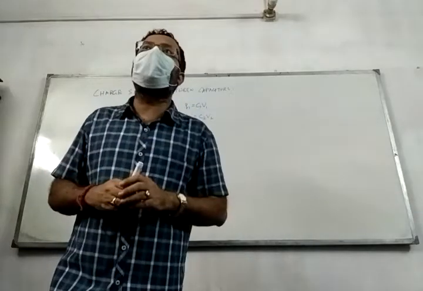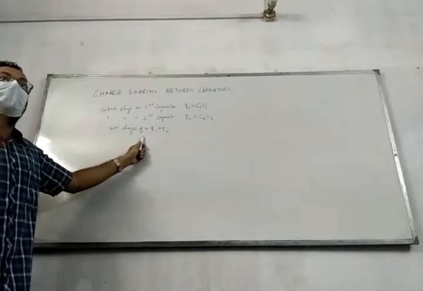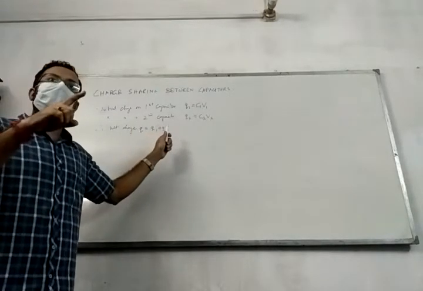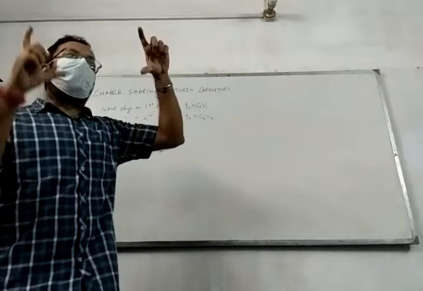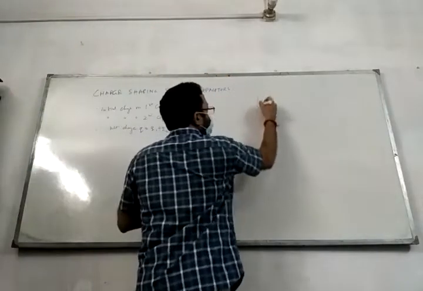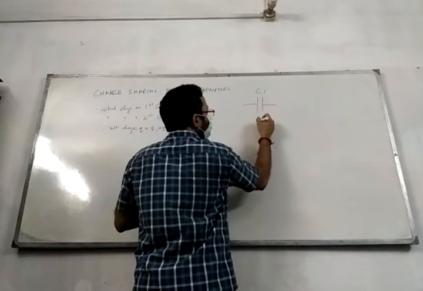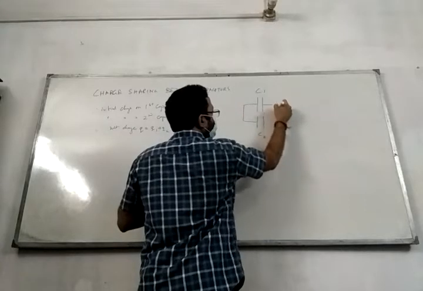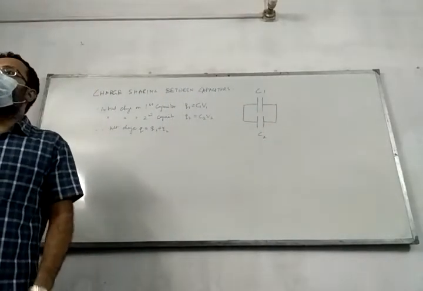So how do you find the common potential? You have got the charge, and you also know the individual capacitances. So can you find the total capacitance of the combination? See, if this is C1 and this is C2, then both their plates are connected to each other. So what type of connection do we say?